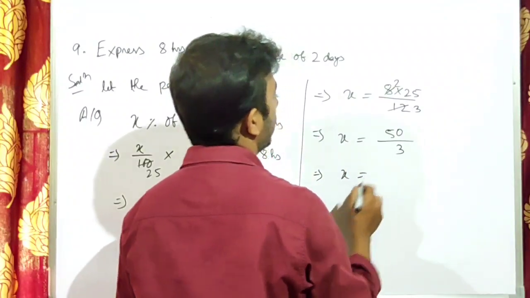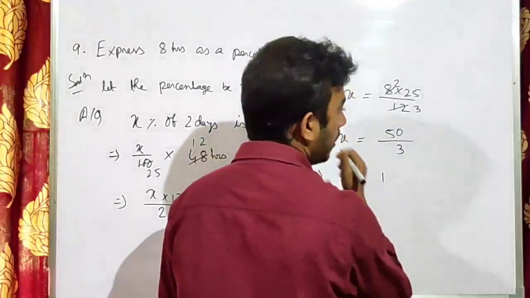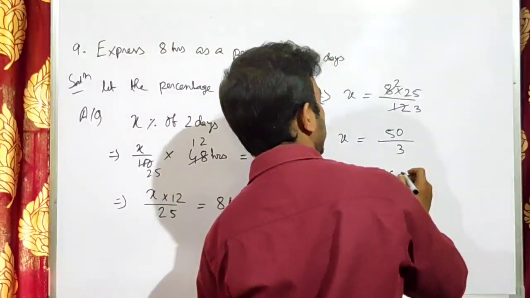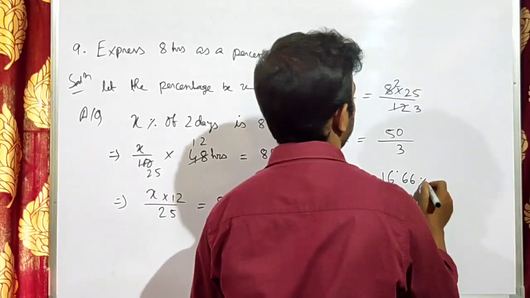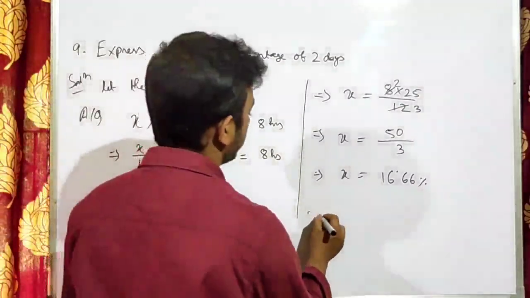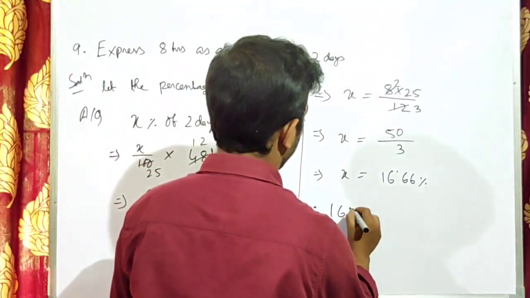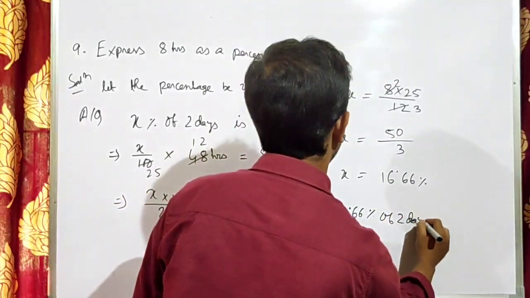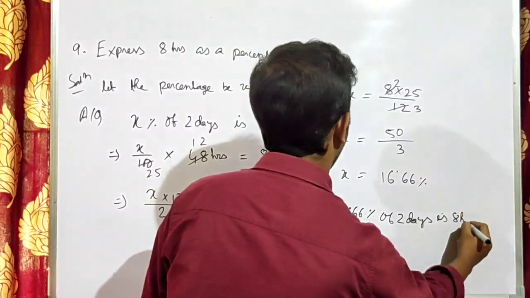So x equals 3 into 1 is 3, then 2 0, isn't it? 3 into 6 is 18, isn't it? Then again 3 into 16, like this, 16.66%. So we'll write, therefore, 16.66% of 2 days is 8 hours.